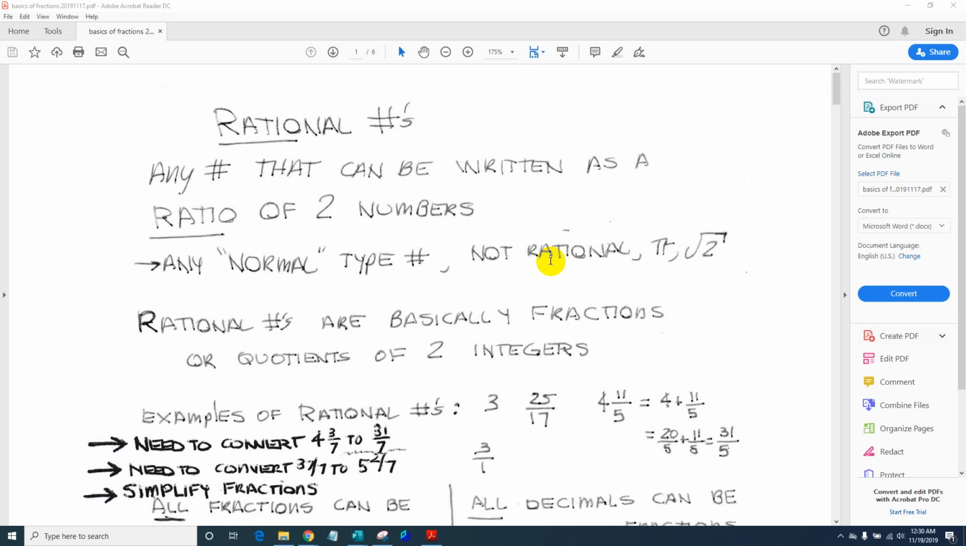Okay, what do you have to know about fractions for the upcoming test? Fractions are basically rational numbers. Why are they rational numbers? Because they are a ratio of two numbers. That's how you get the word rational. See the word ratio in there?